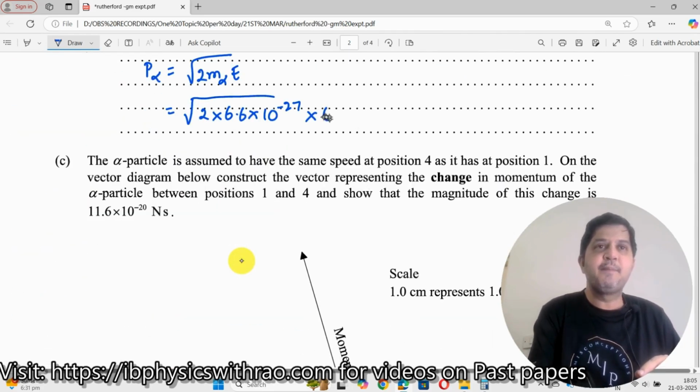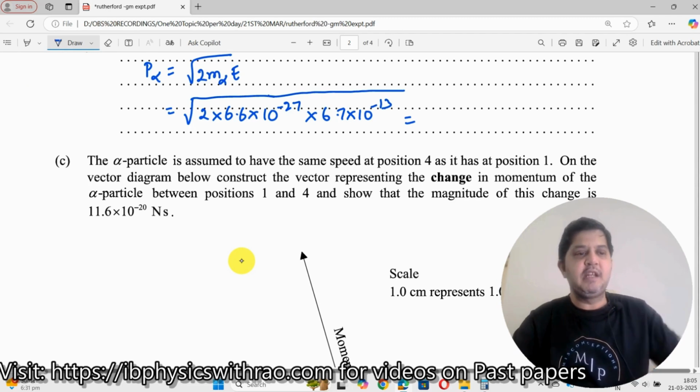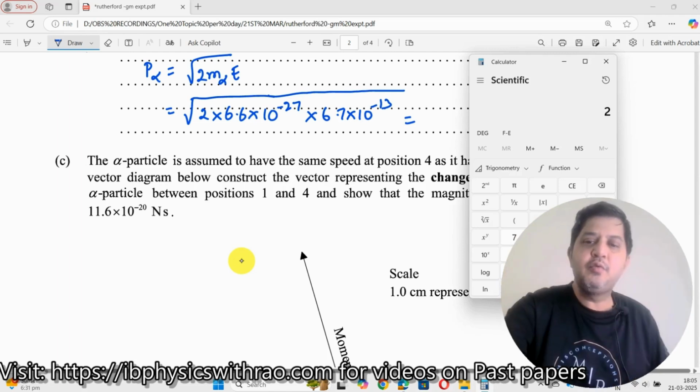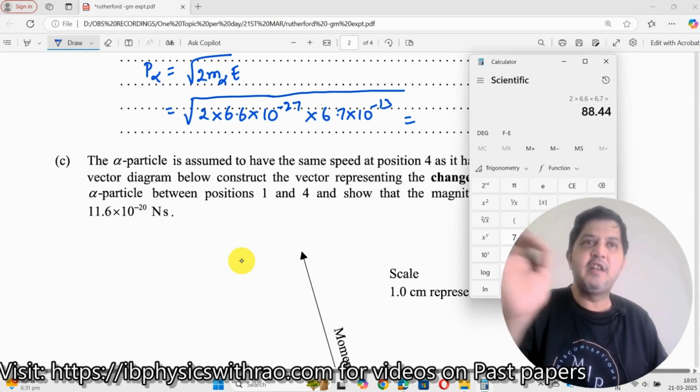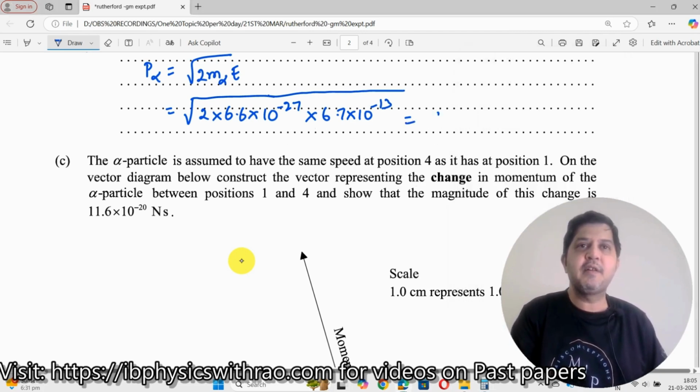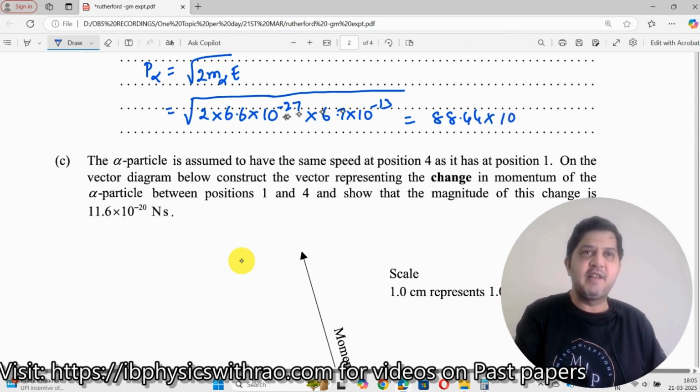Write down as 6.7 into 10 to the power of minus 13, the full square root, which should now be equal to 2 into 6.6 into 6.7, which will now be equal to 88.44 into 10 to the power of minus 27 minus 30, which is minus 40. Minus 40, whole to the power of half.